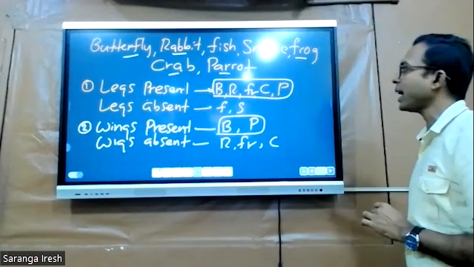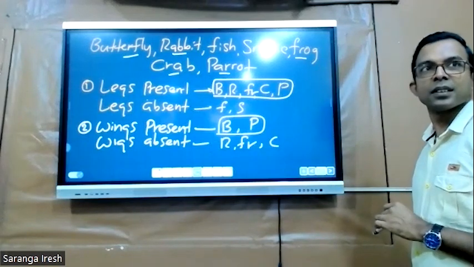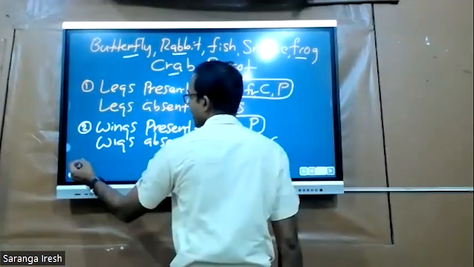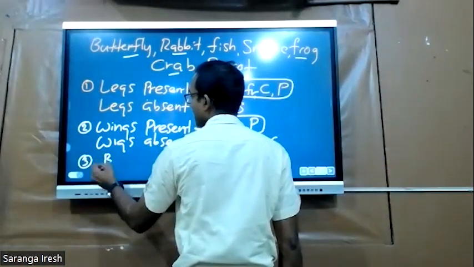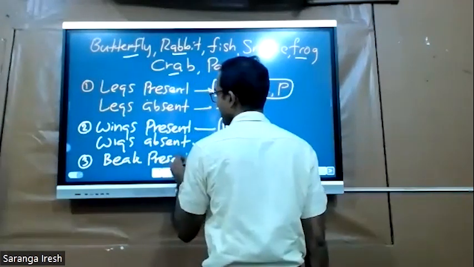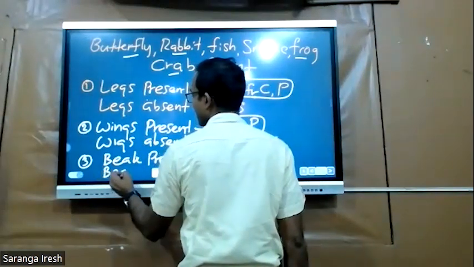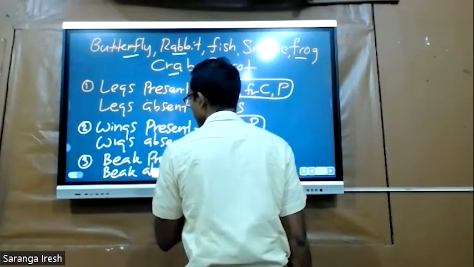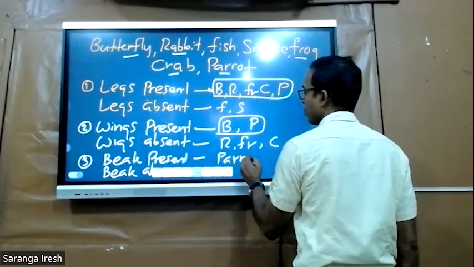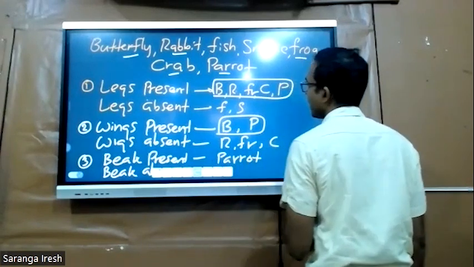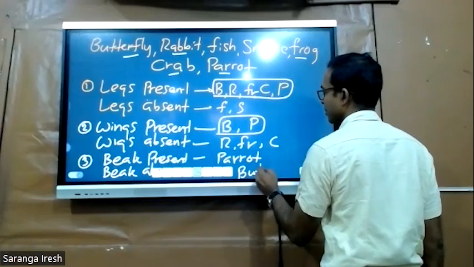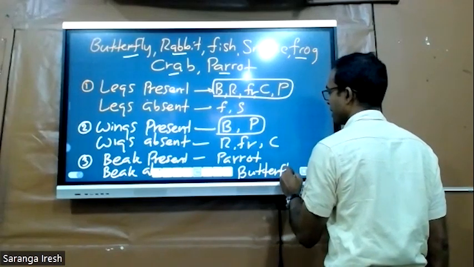Right. So then I am going to differentiate this butterfly and parrot. Beak present, beak absent. Beak is present in parrot, absent in butterfly.